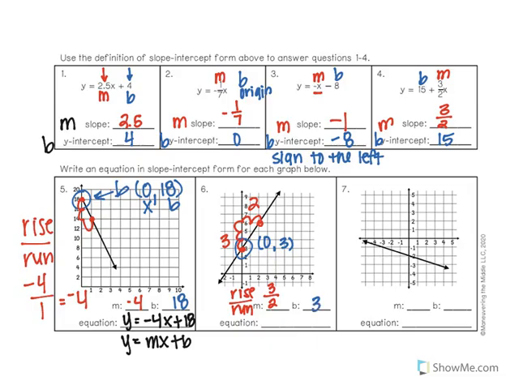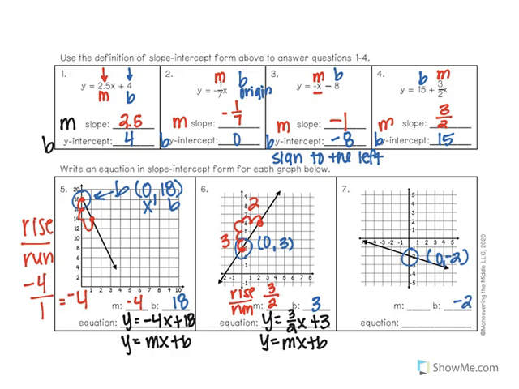And so when I write my equation, y equals mx plus b, it would be y equals my m, which is 3 over 2x, plus b, which is my 3. Again, my y-intercept is negative 2, or sorry, 0, negative 2. So my y-intercept is a negative 2.